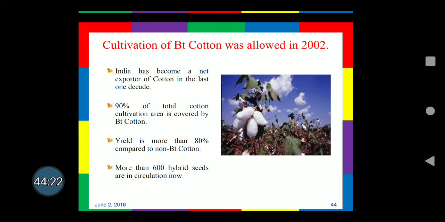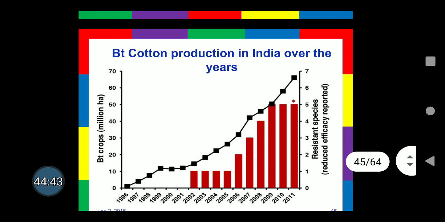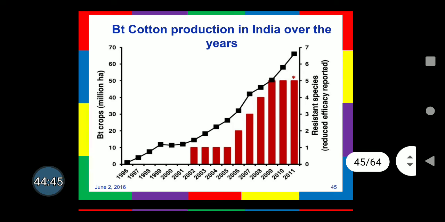Cultivation of BT cotton was allowed in 2002. India has become a net exporter of cotton in the last one decade. 90% of the total cotton cultivation is covered by BT cotton. The yield is more than 80% when compared to the non-BT cotton. More than 600 hybrid seeds are in circulation now. Here we can see the BT cotton production in India over the years.